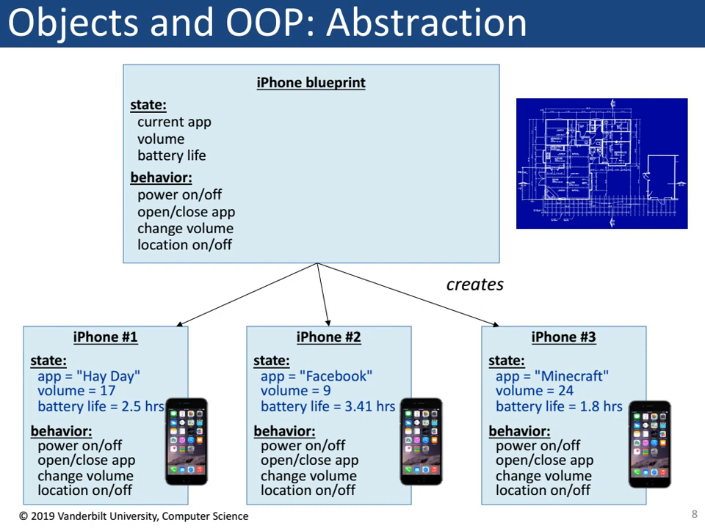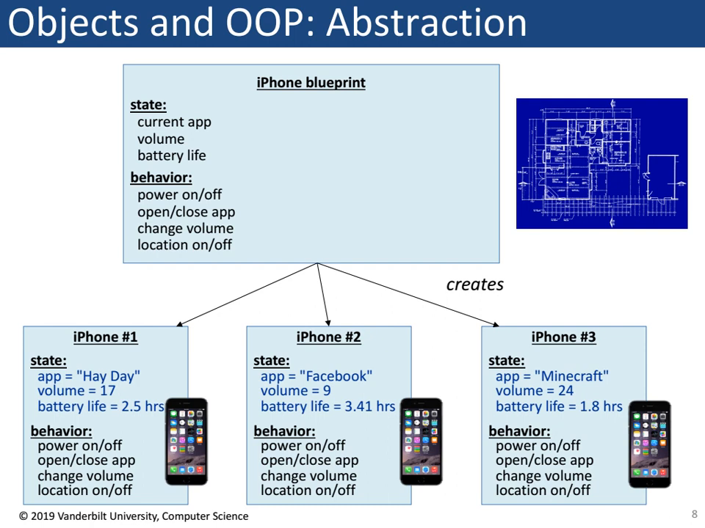So rather than allowing the users to be able to directly access circuitry, we give them the ability to power on and power off the iPhone, open, close apps, change the volume level, or turn the location services on and off. And we give certain state elements as available information. The current app that is being used, the volume level currently, and what battery life is left.